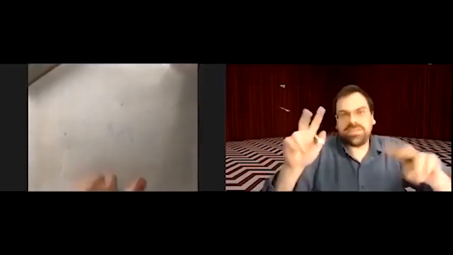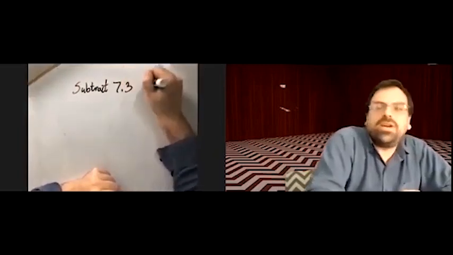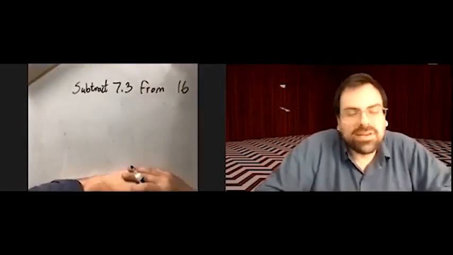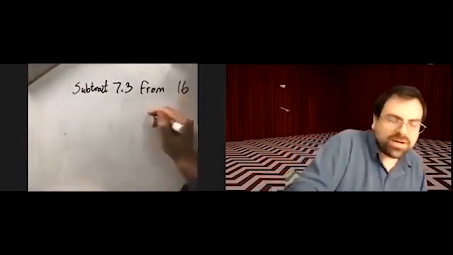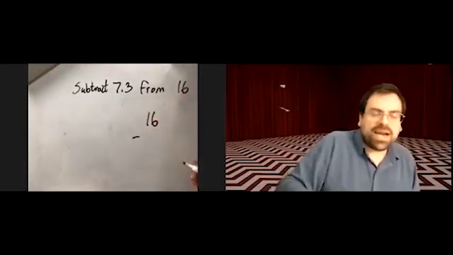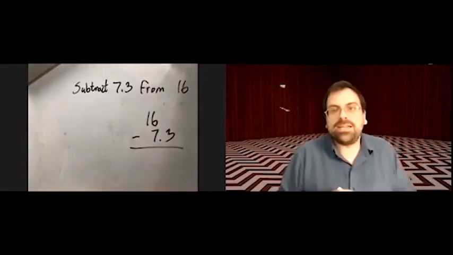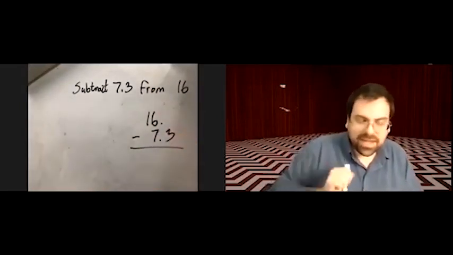Our favorite type of subtraction, word problem. Subtract 7.3 from 16. Same as before. When we're subtracting something from something else, we have to think it through. What are we starting with? We're starting with the 16. We are subtracting 7.3 from that. And notice how I set it up. Since 16 would be 16 point, that lines them up.